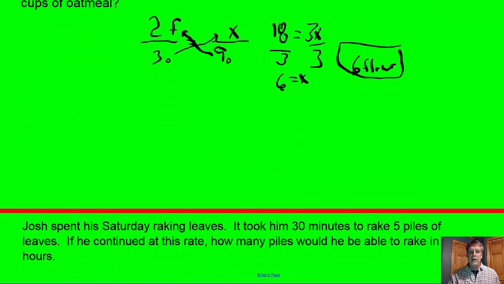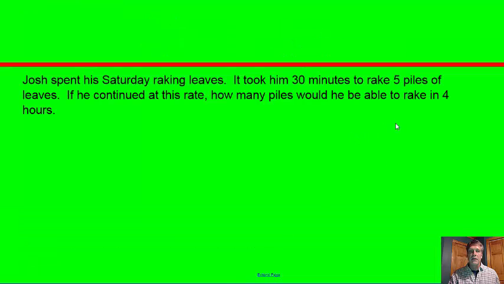Josh spent the Saturday raking leaves. It took him 30 minutes to rake 5 piles of leaves. Okay, if he continues at this rate, keeps it going, how many piles would he be able to rake in 4 hours? Now there's a curveball here. Don't just say 30 over 5. You got to be careful because the labels are a little different. So I'm going to set this up. Which 2 go together? These 2 match up. 30 minutes, and I'm going to have 5 piles.